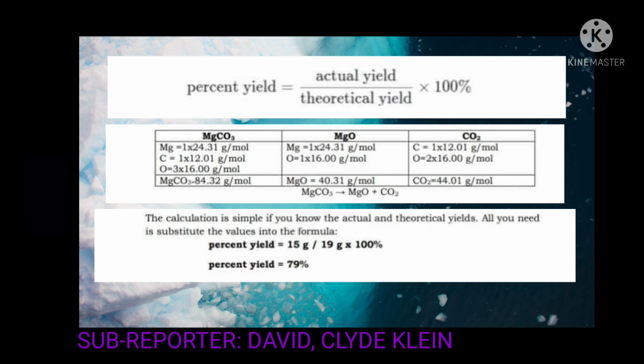First, we check to see if the reaction is balanced. It looks like we have equal numbers of all atoms on both sides. So now we can move on to calculating the percent yield. The calculation is simple. If you know the actual and theoretical yields, all you need to do is substitute the values into the formula. Percent yield equals 15 grams over 19 grams times 100%, and the percent yield is 79%.